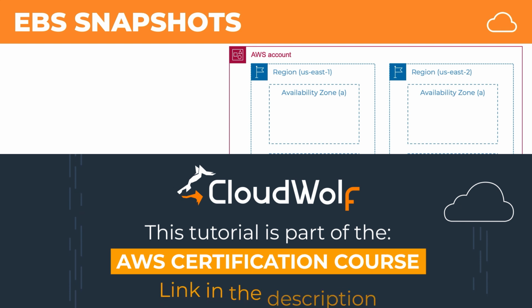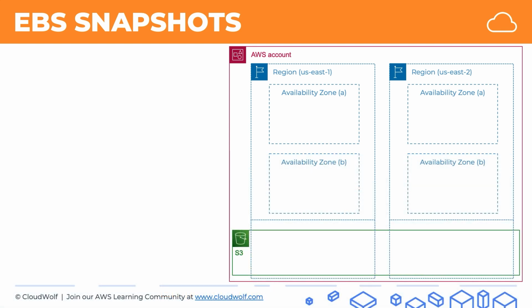Now here we've got our account with two regions, two availability zones in each for argument's sake, and the S3 service at the bottom. Now imagine you have an EC2 instance with an EBS volume attached to it. And we already know that an EBS volume is an availability zone level service. So if we had another EC2 instance in another availability zone and we wanted to unattach our EBS volume and reattach it to that one, unfortunately we couldn't do that. So how do we get this EBS volume across there? How do we use the data on the EBS volume with this other EC2 instance?